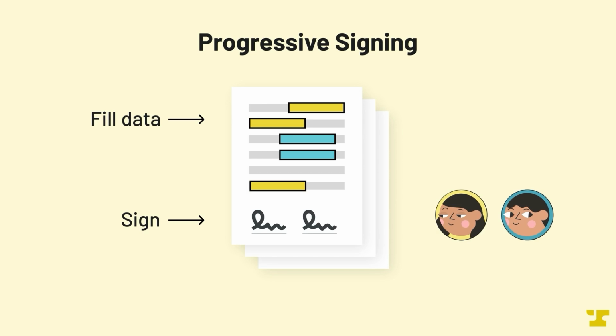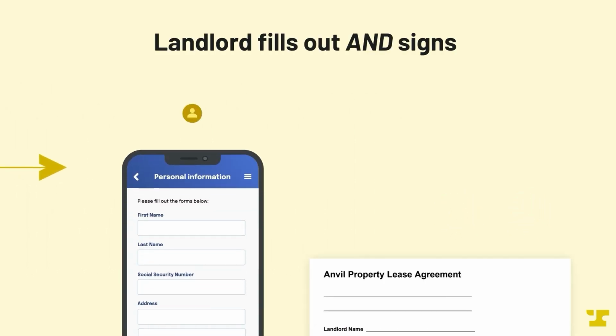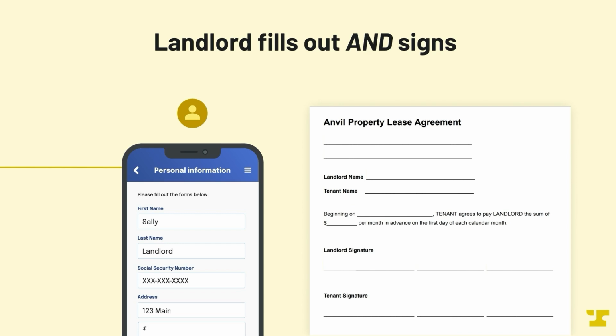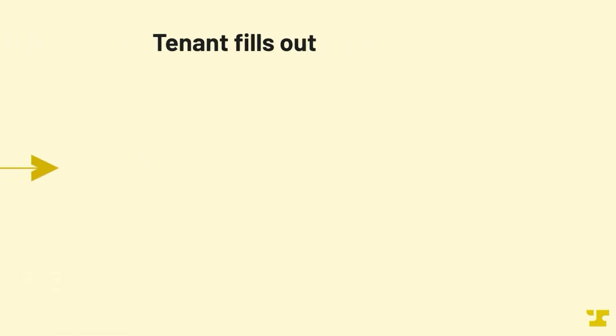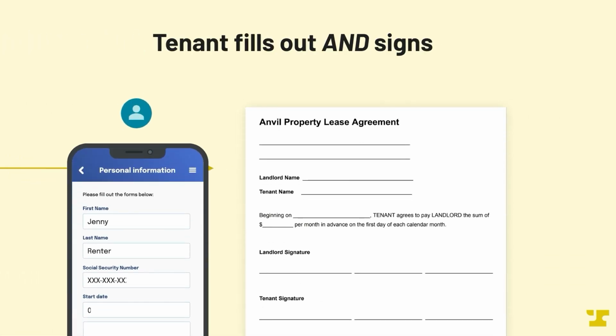Let's look at a real-world scenario. Imagine a lease agreement. The landlord fills out information and signs the document first. Note how the tenant fields remain empty. Then a tenant fills out their information and signs. Package is now complete.